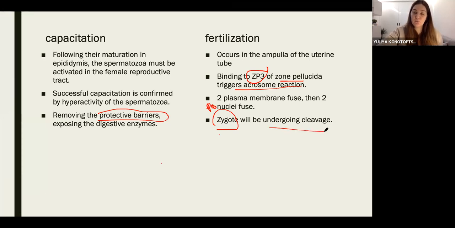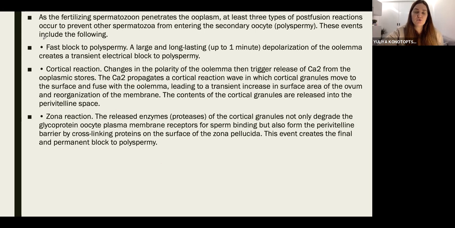The zygote will be undergoing cleavage. As you remember, that's when we actively divide the cell: 2 cell, 4, then 8, then 16, and so on. Here it's quite important to know in histology that the zona pellucida will be changing its consistency after fertilization to prevent polyspermy, because we already got one spermatozoon, so now we don't want others. We're going to try our best not to allow other spermatozoa to enter, because if too many enter, then I don't have 2 sets of chromosomes, I'm going to have 3 or 4 or something else, right? So a super weird thing will be there.